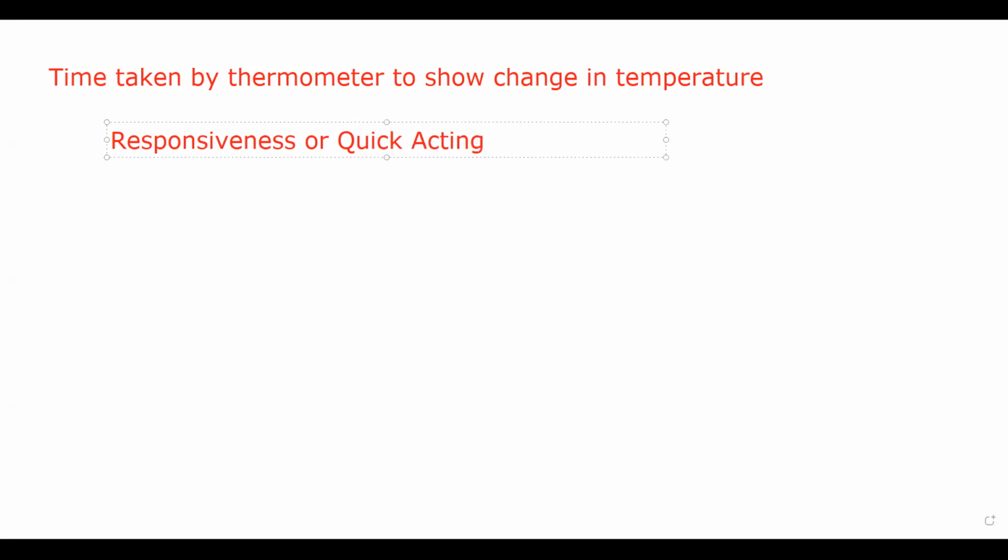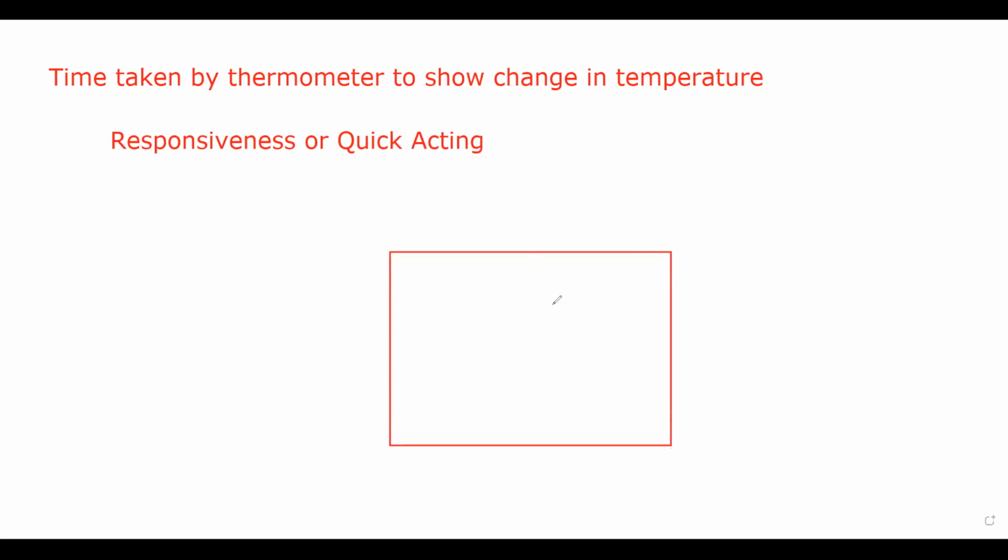So how can we make a thermometer responsive or quick acting, or what is the meaning? For example, you're inside the room and you have two thermometers, A and B, with you. You move outside the room where the temperature is 40 degrees. Inside the room the temperature is 30, but outside it is 40. Thermometer A took 4 seconds to show the change to 40, whereas thermometer B took only 2 seconds to show that the temperature changed from 30 to 40.